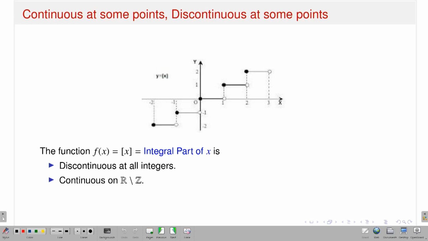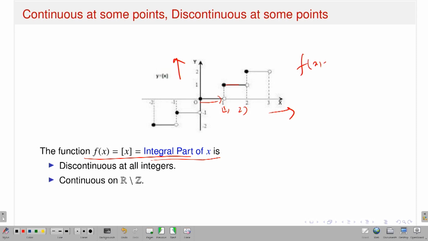Another function is continuous except that it has discontinuities at finitely many points, or at least isolated points. For example, the function f(x) equal to the box of x, sometimes called the integral part of x. This is the picture I have drawn here. This is my x axis, this is my y axis. From closed 0 to open 1, it takes the value 0. But whenever it crosses 1, from closed 1 to open 2, it takes the value 1. So I can write it like that.